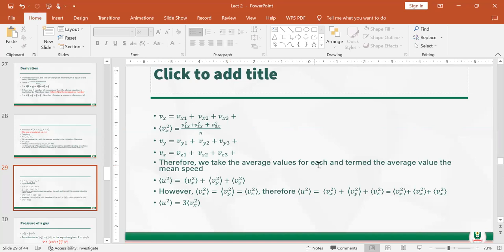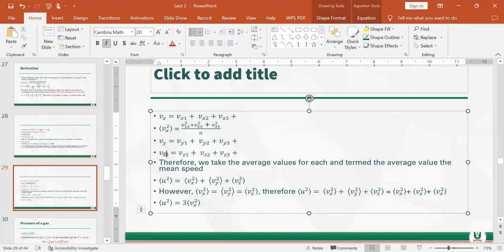Therefore, we take the average value for each and term it the mean speed. The mean speed is the average value of the velocity of the gas in the three basic directions, the x direction, the y direction, and the z direction. Sorry, this one should be vz. So that is what we call the mean speed, and this can be written as vx squared plus vy squared plus vz squared. However, vx squared can be equal to vy squared, equal to vz squared. If they are equal, you have vx squared plus vx squared plus vx squared. That will give us 3vx squared. And that is what we have here. So the mean speed can be seen as 3vx squared.